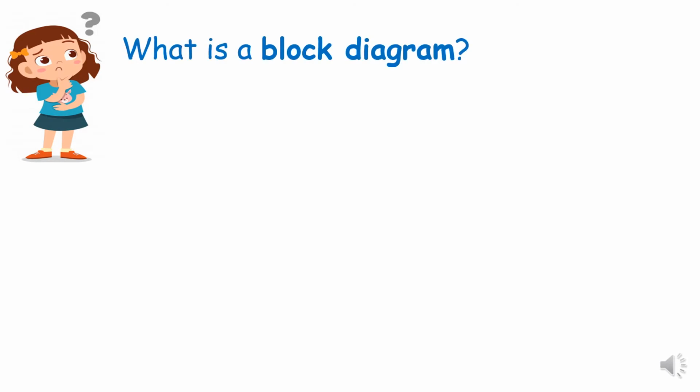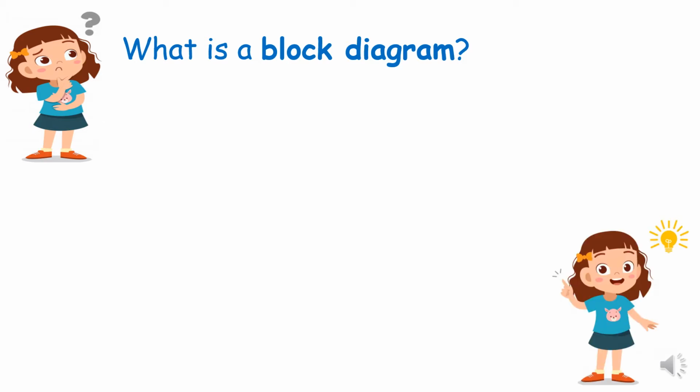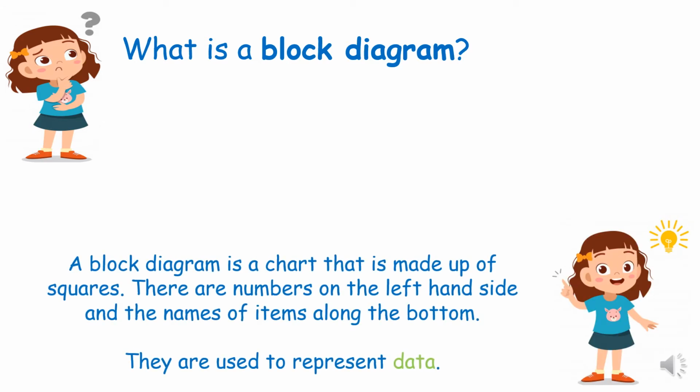So our learning question today asked us if we can organise information into a block diagram. Do you know what a block diagram is? Have you heard of it before? A block diagram is a chart that is made up of squares, so similar to blocks. There are numbers on the left-hand side and the names of items along the bottom. They are used to represent data. This sounds really similar to a pictogram, which we've been learning about.